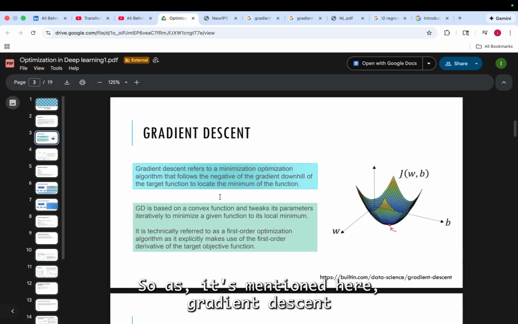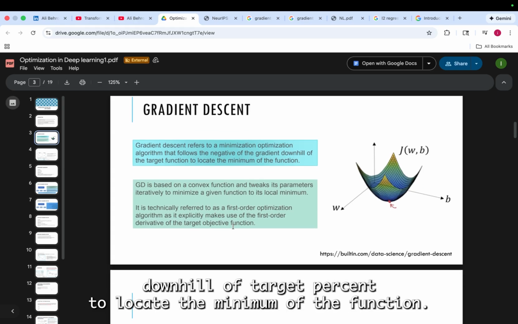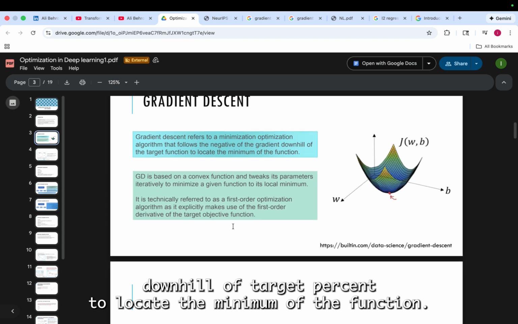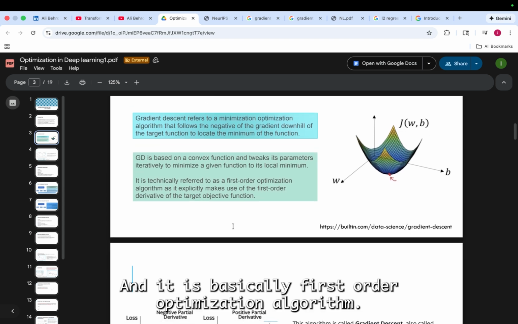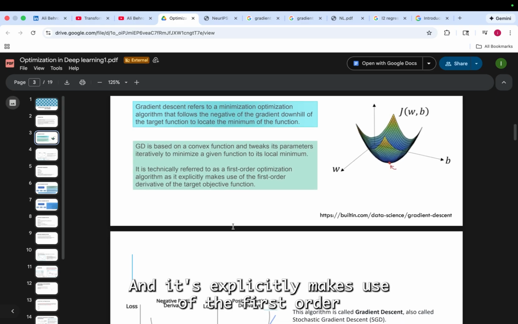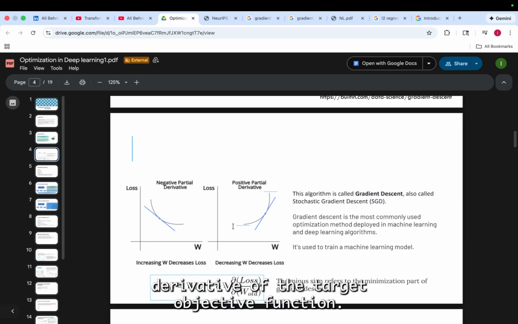So as it's mentioned here, gradient descent refers to a minimization optimization algorithm that follows the negative gradient downhill of the target function to locate the minimum of the function. It is basically a first order optimization algorithm, and this explicitly makes use of the first order derivative of the target objective function.